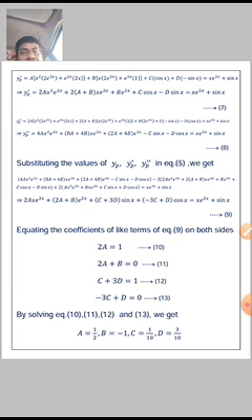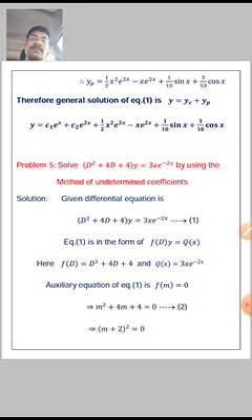Next we are comparing the x e power 2x, e power 2x, sin x, cos x on both sides. We are getting 2a is equal to 1, 2a plus b is equal to 0, c plus 3d is equal to 1, minus 3c plus d is equal to 0. So solving equations 10, 11, 12 and 13, we are getting a is equal to 1 by 2, b is equal to minus 1, c is equal to 1 by 10, d is equal to 3 by 10. Here yp is equal to 1 by 2 x square e power 2x minus x e power 2x plus 1 by 10 sin x plus 3 by 10 cos x.